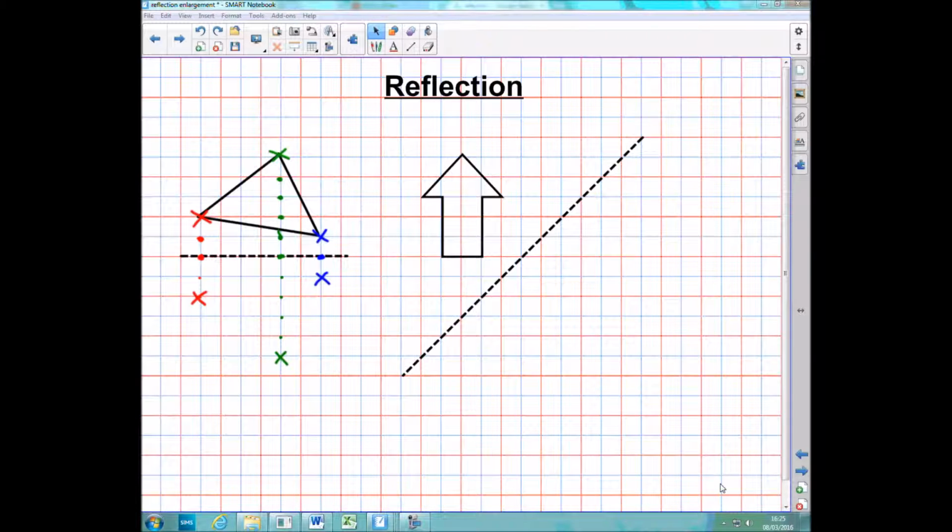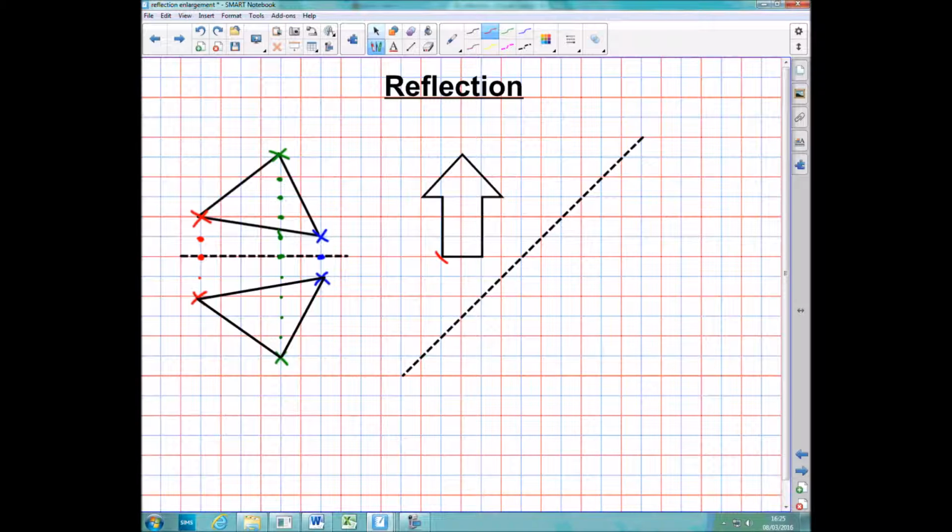Now that I've reflected all of my corners, I can just join these up with a straight line. Okay, you would use a ruler. Okay, and that's the first reflection done. Now I'm going to show you how to reflect a shape in a diagonal line. So again, the starting point is exactly the same.